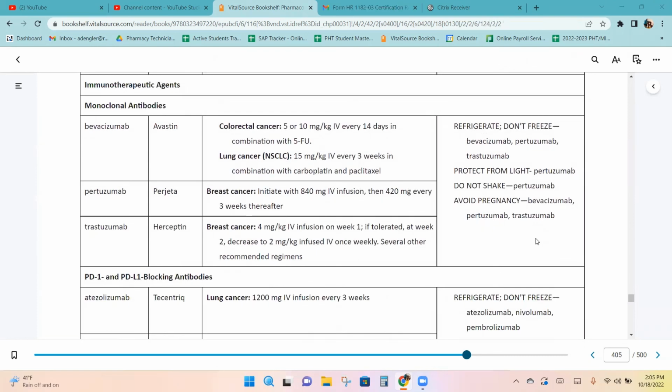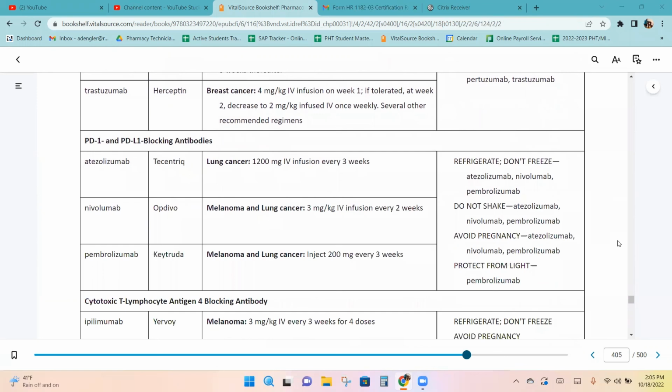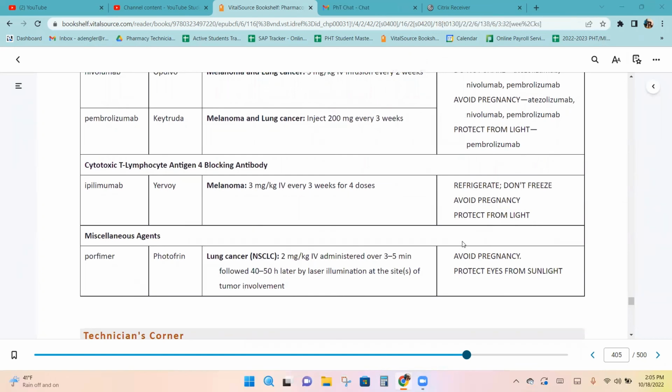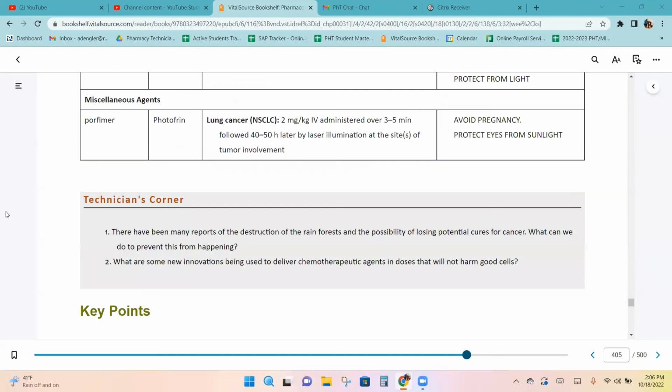For the monoclonal antibodies, we're going to refrigerate, don't freeze these medications, protect from light, do not shake, and avoid pregnancy. For the PD-1 and PD-L1 blocking antibodies, those are going to be refrigerated, not frozen. Do not shake, avoid pregnancy, and protect from light. The cytotoxic T lymphocyte antigen 4 blocking antibody, we're going to refrigerate, don't freeze, avoid pregnancy, and protect from light. And we have porfimer for a miscellaneous agent, and that should be avoided in pregnancy and protect eyes from the sunlight.